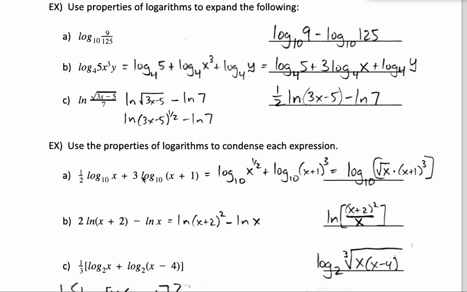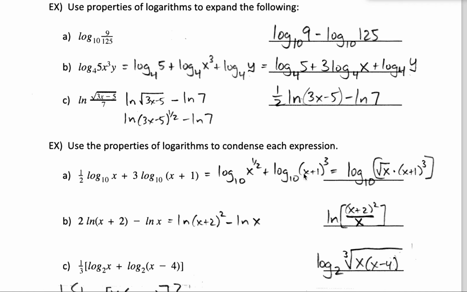On the next term, we have 3 times log base 10 of the quantity x plus 1. So we'll take that 3 and we'll make it the exponent of our input or quantity x plus 1. So now we have log base 10 of the quantity x plus 1 raised to the 3rd power. We'll put an addition sign in between them using, well, we haven't used it yet, but we're about to use the product property. We got the addition.